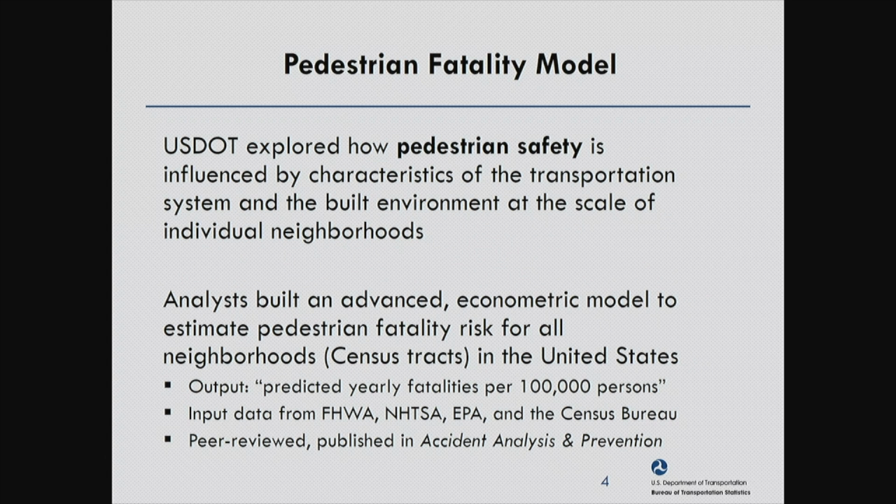So one topic that was explored was how pedestrian safety is influenced by characteristics of the transportation system and the built environment, looking at neighborhood scales across the entire United States. Analysts in our policy office at USDOT built an advanced econometric model that looked at estimating pedestrian fatality risk for all neighborhoods, at least at the census tract level, in the US, with the output statistic being a predicted number of yearly fatalities per 100,000 people. Data from the model came from a number of sources, including the Highway Administration, Transportation Safety Administration, the EPA, and Census Bureau, and this was published in a report. I have some links to it at the end.